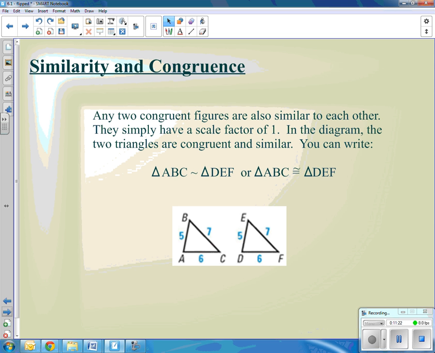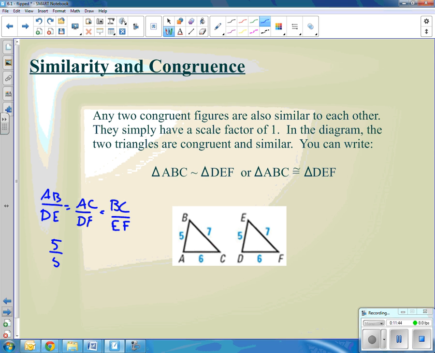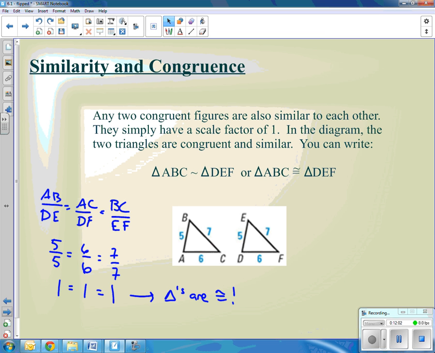Okay, so in the diagram below here, if I look at those side lengths, if I set up my ratios, saying that these are similar triangles, I have side AB is to DE, as AC is to DF, and as BC is to EF. And if I look at all of these ratios, I have 5 over 5 equals 6 over 6, which equals 7 over 7, and all of those equal 1. So as soon as you see that, we're actually proving that these triangles are not just similar, but they're congruent. So you still can use the idea of similarity for congruent polygons.